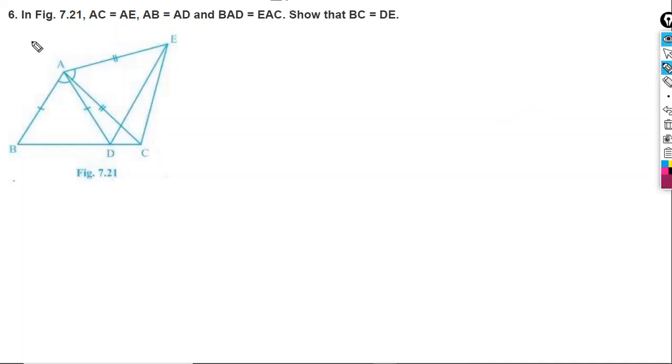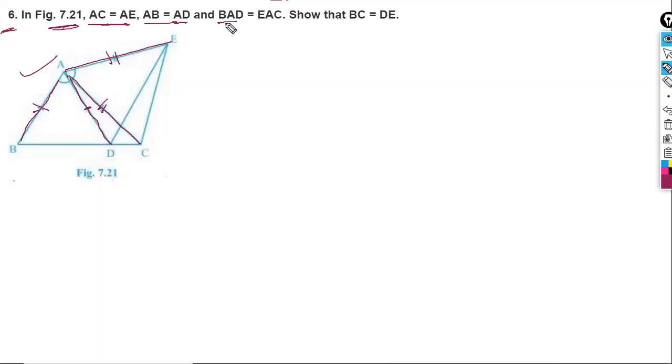So let's start. In figure 7.21, look at the figure. AC equal to AE. Now AB equal to AD. Look at the figure, AB, this line. AB equal to AD, this one.